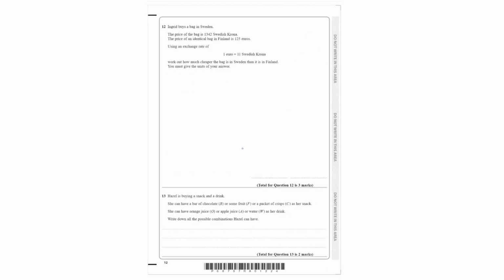Question 12. Ingrid buys a bag in Sweden. The price of the bag is 1,342 Swedish krona, and the price of the identical bag in Finland is 125 euros. So we're dealing with two different units. Using the exchange rate of 1 euro is to 11 Swedish krona, work out how much cheaper the bag is in Sweden than it is in Finland. Give the units of your answer.